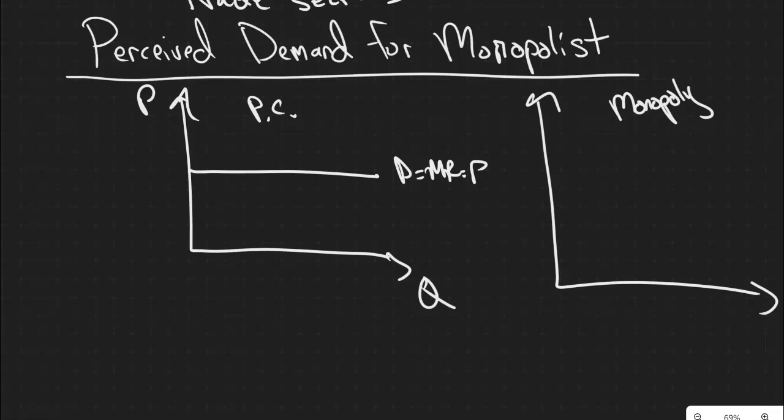So perfectly competitive firms are price takers. They have to accept whatever the price is. There's many buyers and many sellers. What's going on in a monopoly? One seller. So are they price takers? Nope, they're price makers, right? And being price makers, what does that mean? The reflection of being a price maker graphically is that now your individual demand curve is downward sloping.